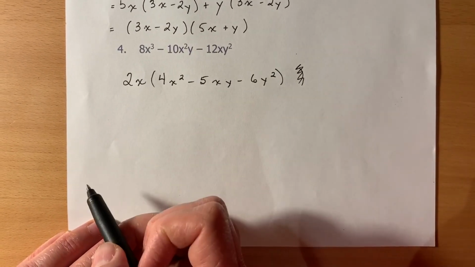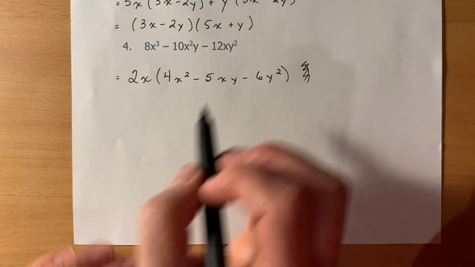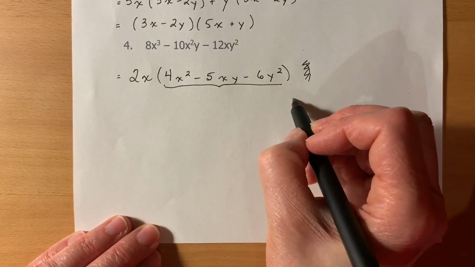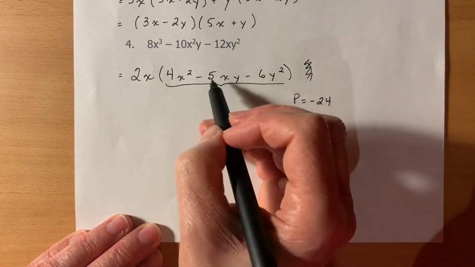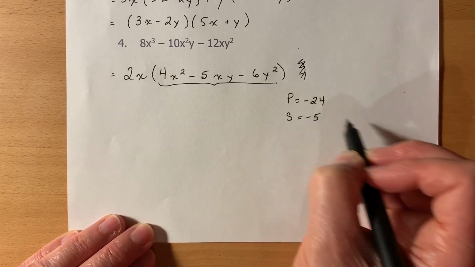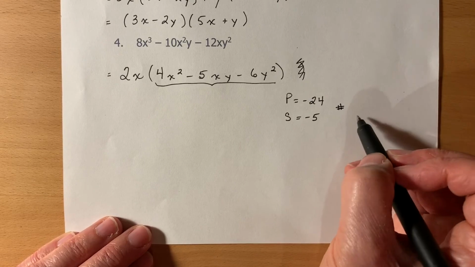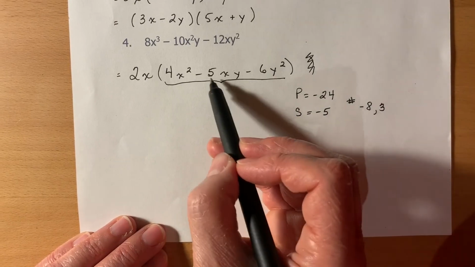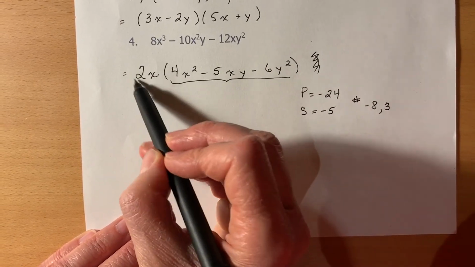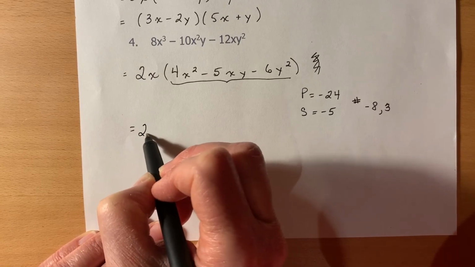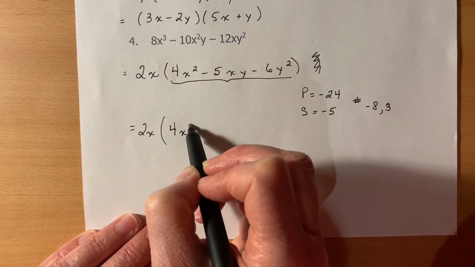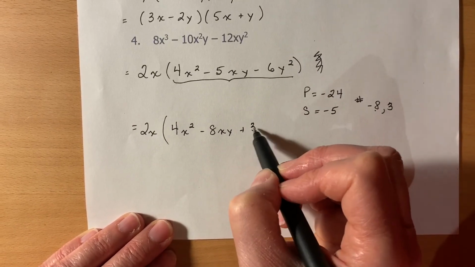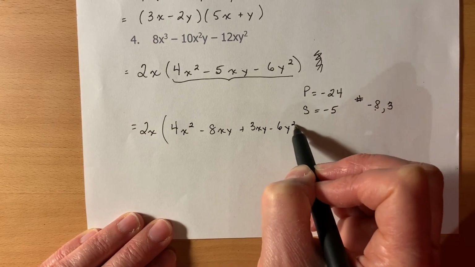Okay, looks like that. Even though it's factored, it's not fully factored because this can be still factored, just like this one. So now I look for a product of -24. I look for a sum of -5. What two numbers do that? Well, that would be -8 and +3. I take those numbers, rewrite the middle term. I can't just ignore this common factor. It's part of my solution, so I include it. So I have 4x squared minus 8xy, because my 8, plus 3xy minus 6y squared.